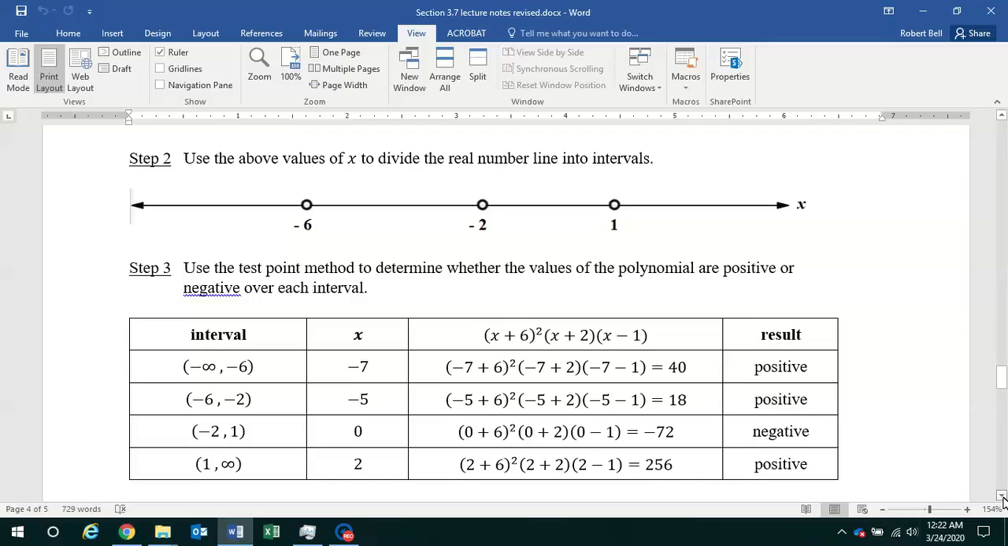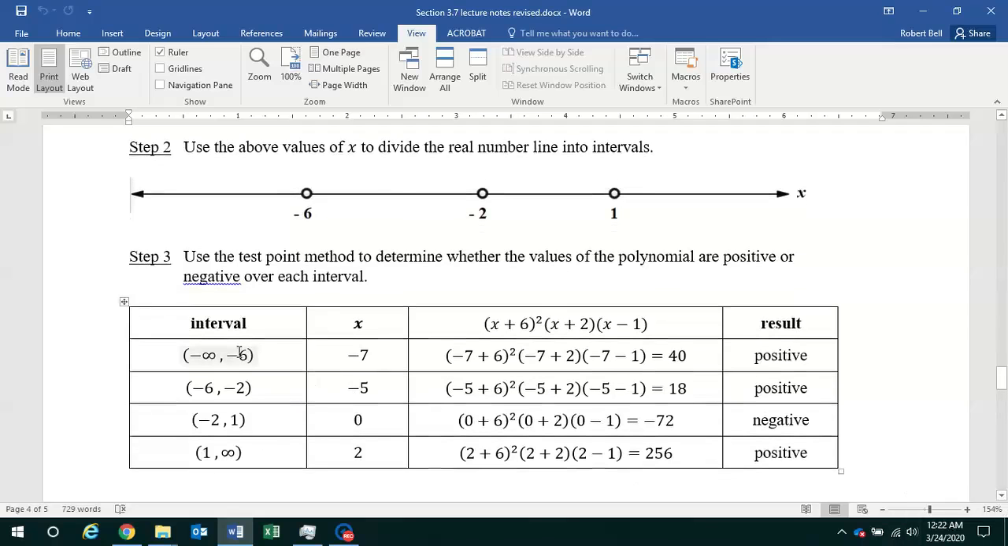So in the first interval, from −infinity to −6, I use −7 as a test point. I put −7 in for x in our factored polynomial here, and the value of the polynomial is 40. That's a positive number. So that tells me any real number less than −6 put in for x up here will result in a positive number for the value of the polynomial.